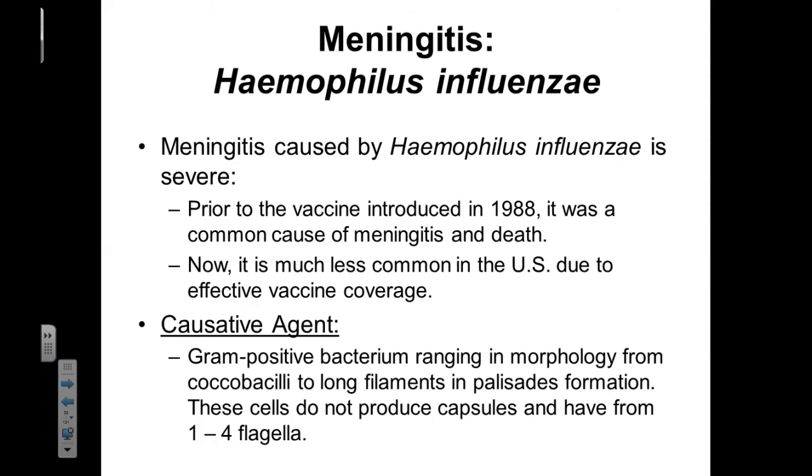Another pathogen that can cause meningitis is Haemophilus influenzae. This is a severe form of meningitis that can be caused by Haemophilus influenzae. Prior to the vaccine for this pathogen in 1998, it was the most common cause of meningitis and death from meningitis. Now, because of the vaccine, it's much less common because our vaccine coverage is very effective.